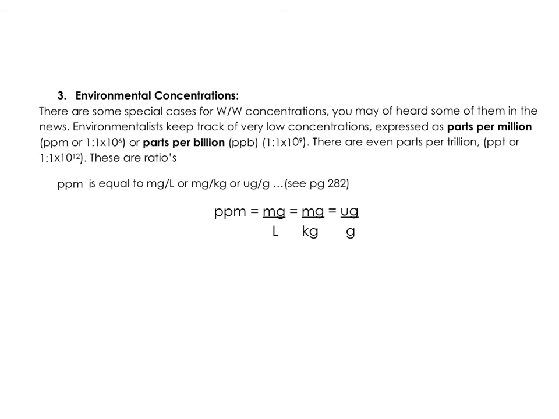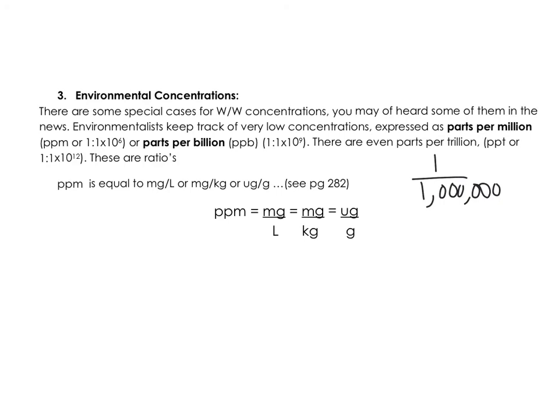Environmental concentrations. So these are a special case of the weight per weight concentrations. So you may have heard of them in the news. Environmentalists keep track of very low concentrations. So parts per million. Parts per million is 1 part per million. And then parts per billion is 1 part per billion. There are even parts per trillion. So these are simply ratios.